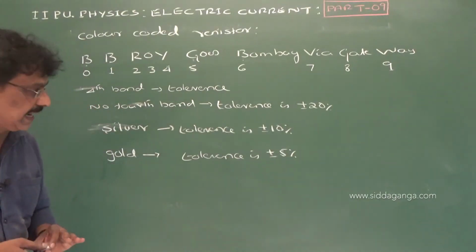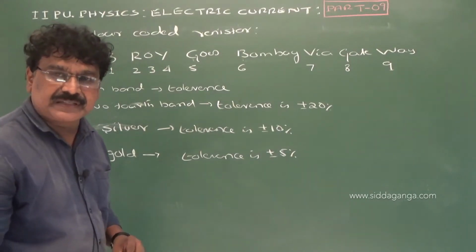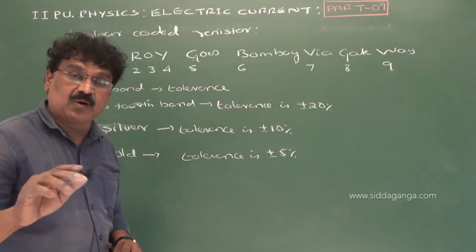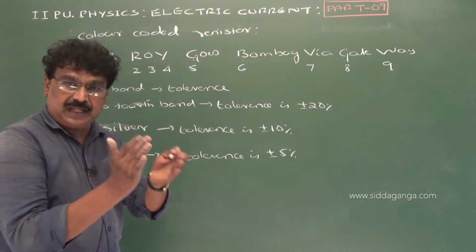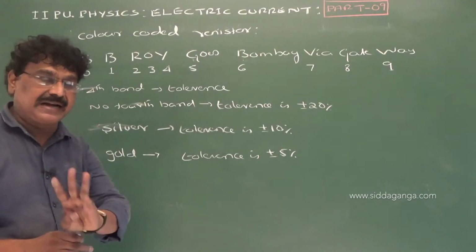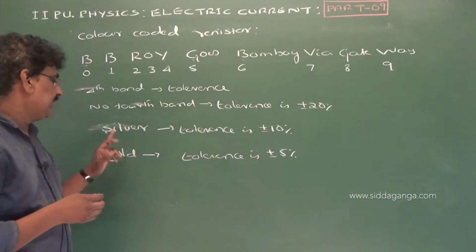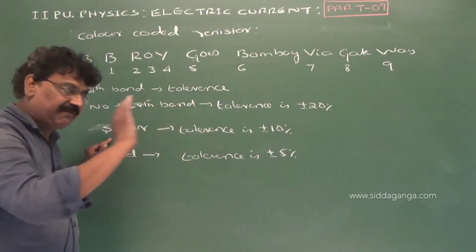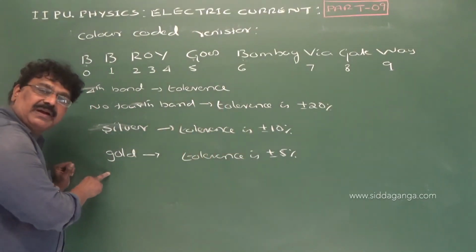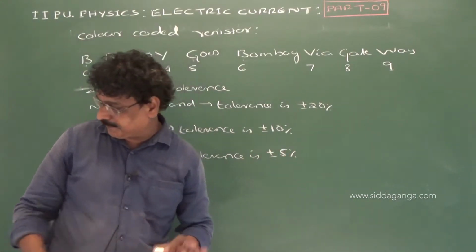Is that clear? So the first color represents the first digit, the second color represents the second digit, the third color represents the number of zeros to follow after the second digit, and the fourth band the tolerance. If there is no fourth band, only 3 bands, then the tolerance is plus or minus 20%. If the fourth band is silver, the tolerance is plus or minus 10%. If the fourth band is gold, the tolerance is plus or minus 5%.